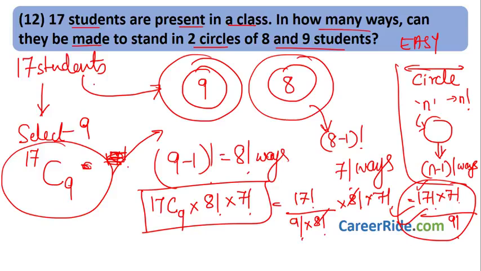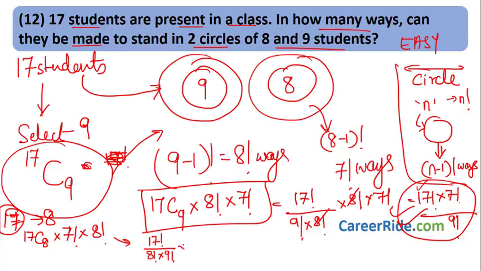Now we can do it the other way also. We have 17 students and we will select 8 students first and arrange them in a circle. Selecting 8 students is 17C8. Arranging them in a circle is 8 minus 1, that is 7 factorial. How many students remain? 17 minus 8 is 9. These 9 students can be arranged in a circle in 8 factorial ways, right? So what is the answer we will get? 17 factorial divided by 8 factorial into 9 factorial into 7 factorial into 8 factorial, same as this. So we will get the same answer as this.